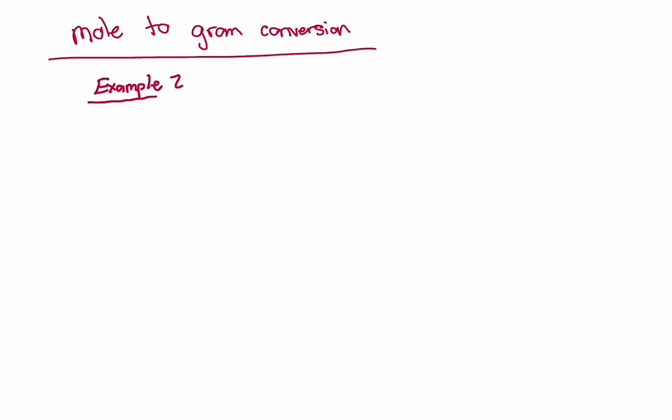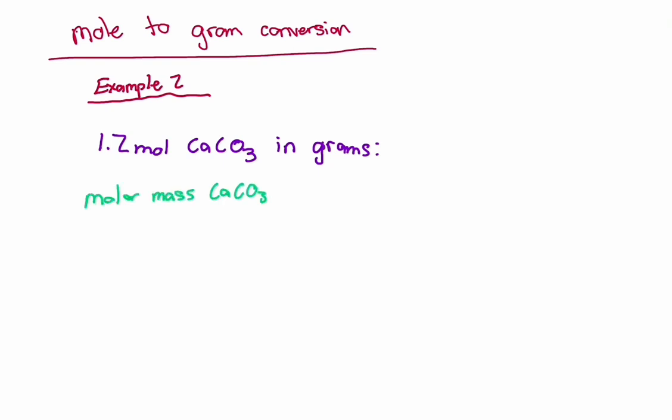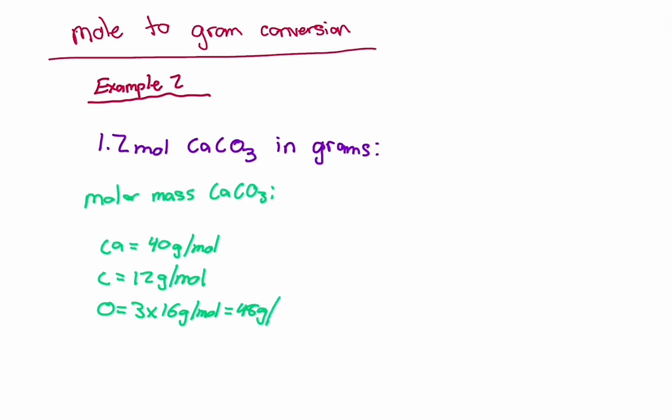Let's look at another mole to gram conversion, this time for calcium carbonate, or CaCO3. Suppose we have 1.2 moles of calcium carbonate and want to know the mass in grams. Again, the first step is to calculate the molar mass of CaCO3. Calcium is 40 grams per mole, carbon is 12 grams per mole, and we have 3 oxygen at 16 grams per mole, giving us 48 grams per mole total. If we add all these values up, we're left with 100 grams per mole for this compound.